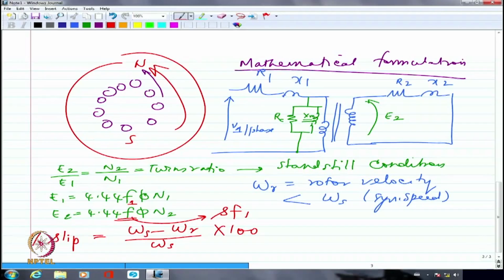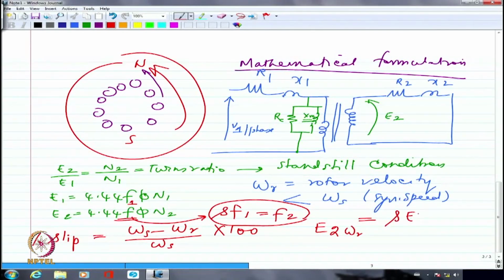So I should say, once it starts rotating, F2 is going to be S times F1. And E2 at any omega r will also become S times E2, because frequency very much comes into the equation of induced EMF. So I am going to have this as S times E2, where E2 is the induced EMF in standstill condition. Right? Are you clear with this?